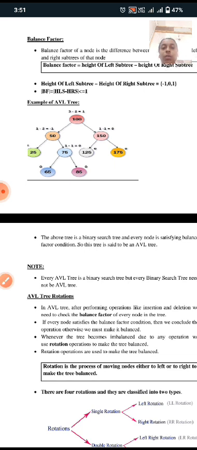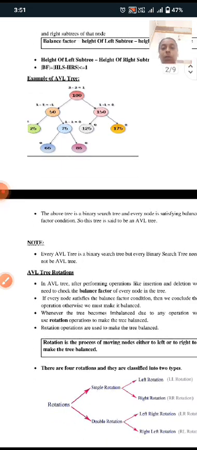That is the node 100. What is the balancing factor? For example, the height of the left subtree is 3 and the height of the right subtree is 2, so 3 minus 2 is equal to 1. So that node is balanced. In that way, all the nodes' balancing factors can be checked.